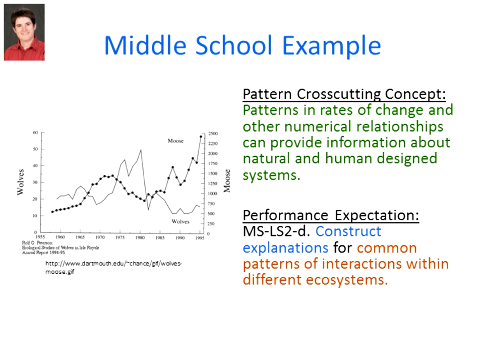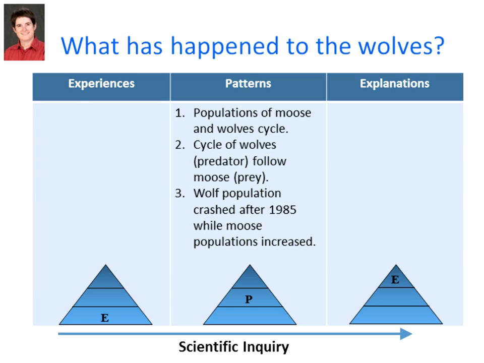And if you look at this, you can see a couple patterns in this graph, and I've put them here on this EPE table. You can see that the populations of the moose and the wolves cycle. Up until 1985, there was a kind of predictable pattern that the population of the wolves followed the prey, the moose. As the moose increased, the wolves would lag behind, but they would increase as well. And then when the moose fell off, the wolves also fell off.